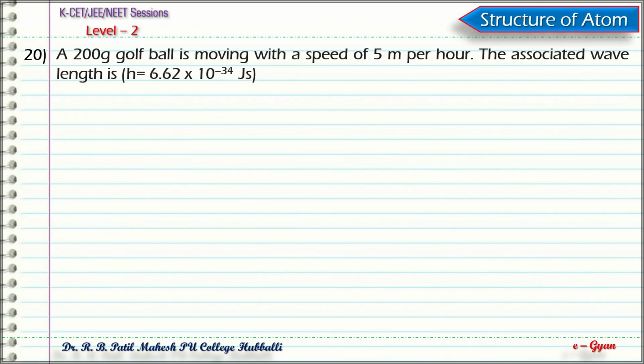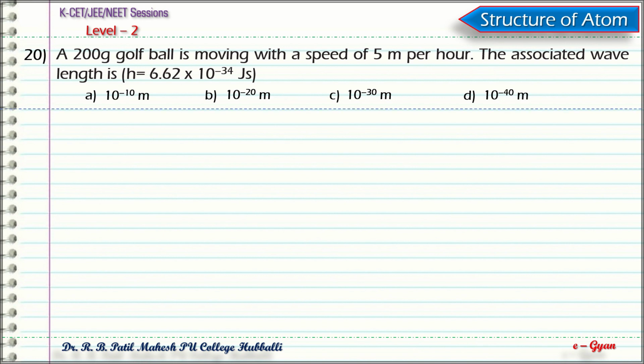Question number 20. A 200-gram golf ball is moving with a speed of 5 meters per hour. The associated wavelength is, H value is given and options in 10th power are given. The mass of the ball is 200 gram, which is 200 into 10 to the power minus 3 kg, which can also be written as 2 into 10 to the power minus 1 kg. Velocity is given as 5 meters per hour, but we need the answer in terms of meter per second.